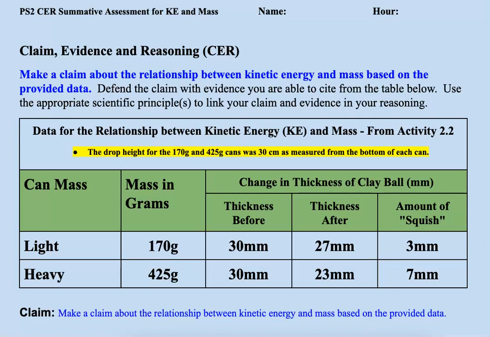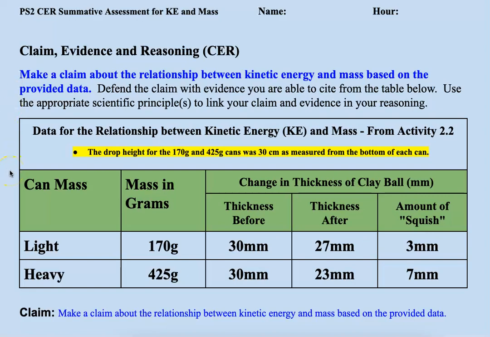Hi, this is Mr. Phillips, and I would like to talk to you about the PS2 CER Summative Assessment for Kinetic Energy and Mass. Whenever you do a CER, there are several things you need to do before you even begin. One of which is to take a look at the statement or the question that you are supposed to be responding to. In this case, the statement says, make a claim about the relationship between kinetic energy and the mass based on the provided data.